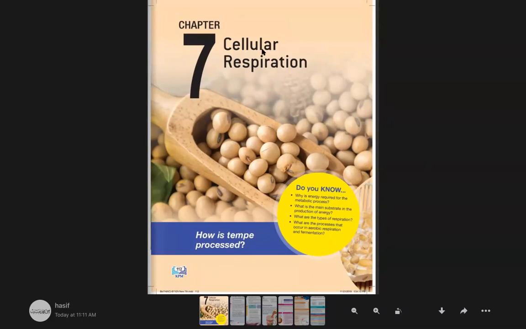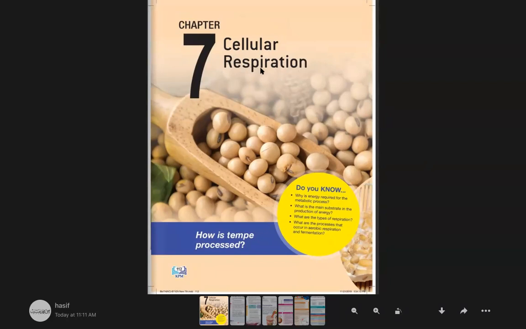What does cellular mean? Why should it have the word cellular in the front? Because it happens in the cell. Respiration happens in the cell. So that's why in the complete name, we call it cellular respiration, where the respiration occurs in the cell.